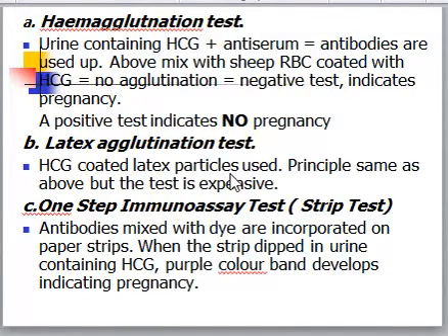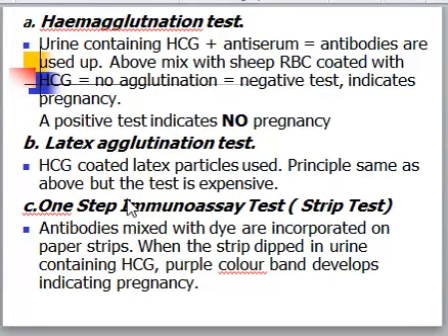In the hemagglutination test, urine containing HCG plus antisera, which means antibodies, is mixed with sheep RBCs coated with HCG. No agglutination is a negative test and indicates pregnancy. A positive test indicates no pregnancy.